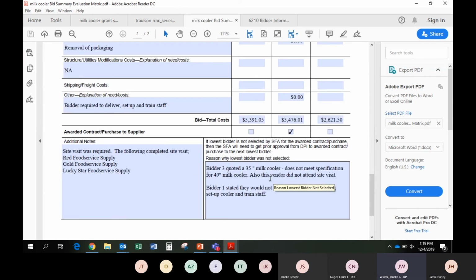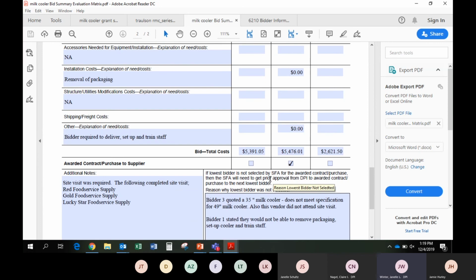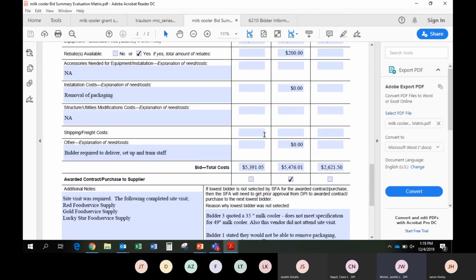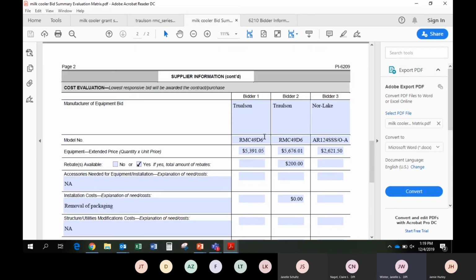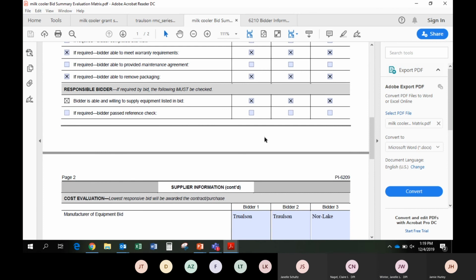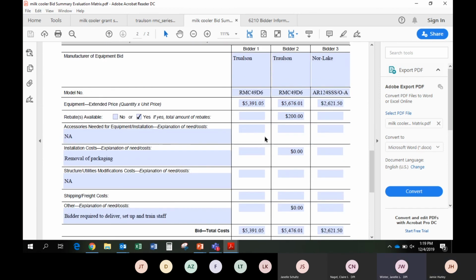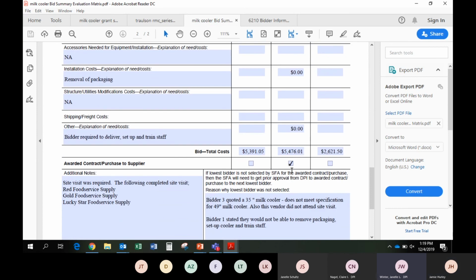The other thing that happened was that bidder 1 stated they would not be able to remove packaging or set up the cooler and train staff. So that took them out of the running for the bid also. And that's why bidder number 2 is actually the one I will award the bid to.